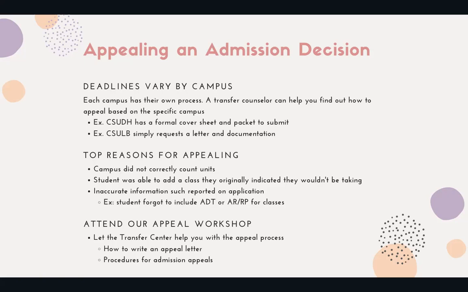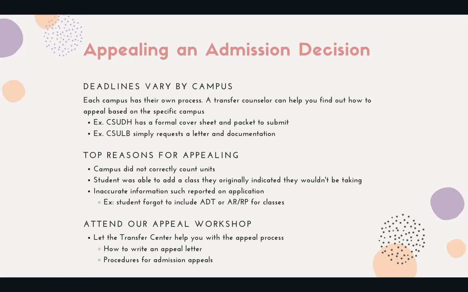So each campus has their own process, and a transfer counselor can help you find out how to appeal based on the campus. So Long Beach, they have a cover sheet sometimes, and sometimes it's just a letter and documentation. Dominguez has a full-on cover sheet and a packet to submit. So I've seen it done many ways, so we have to look depending on the year and see what their practices are for that year.